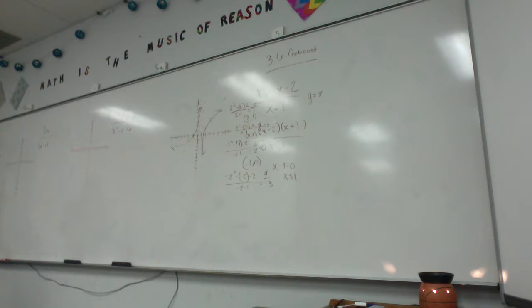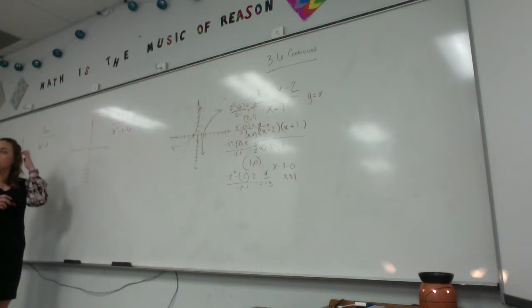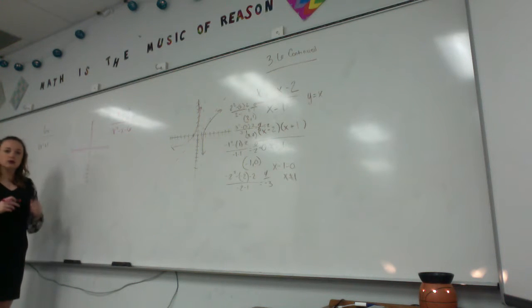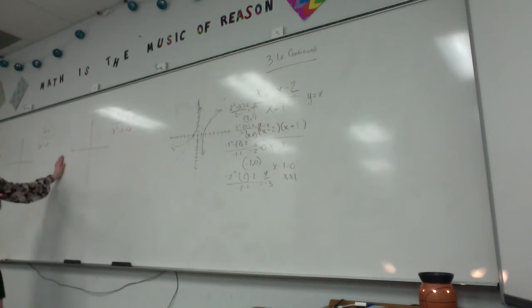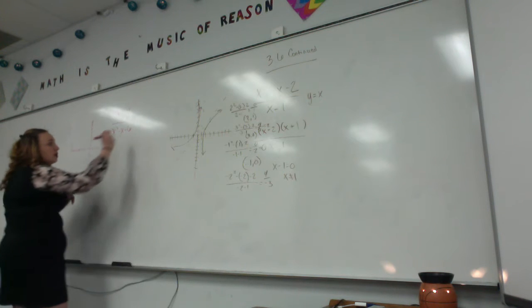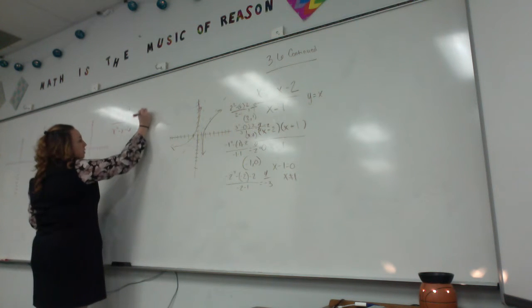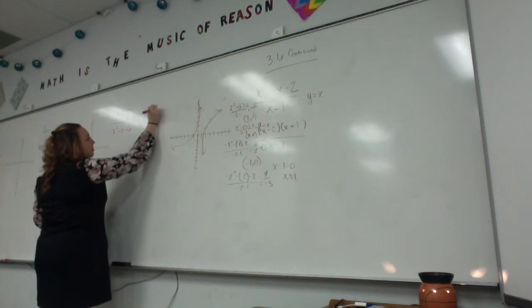Okay. How do I do x squared minus 4 over x squared minus x minus 6? What do I need to do first? Simplify the top and bottom. So what's x squared minus 4? That's a difference of squares. How does that break up? X minus 2, x plus 2.